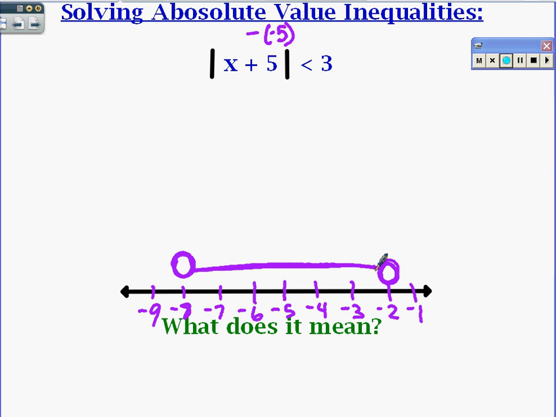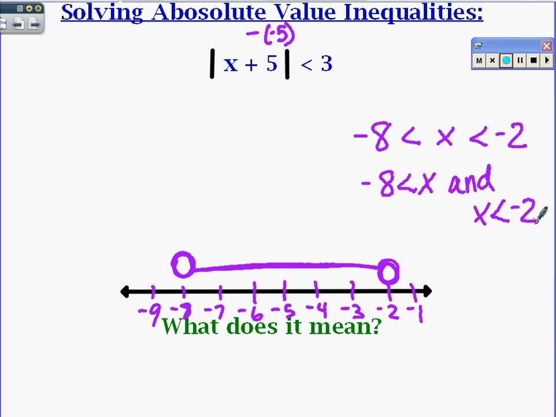Okay, remember, since the distance is less than 3, it can't be any further away than 3. To write our solution, we can write it in set notation, and that is negative 8 is less than x, which is less than negative 2. We could write it with 2 inequalities and have an and in it. It could be negative 8 is less than x and x is less than negative 2.